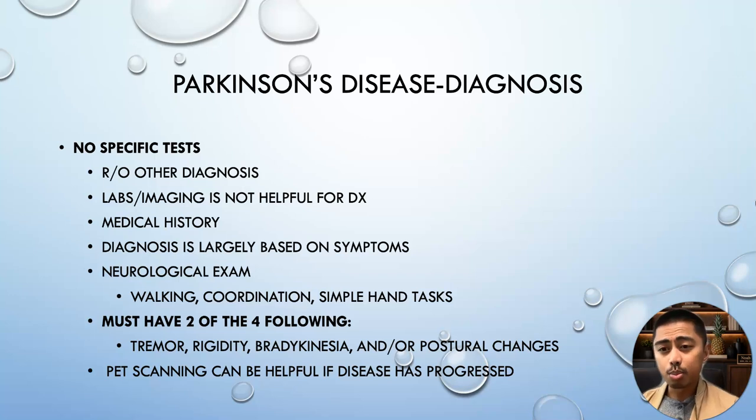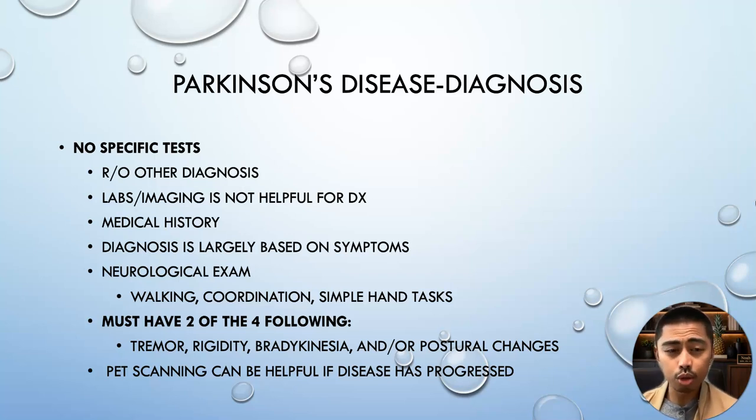Now, for the diagnosis piece for Parkinson's, there's no specific test for this. It's more of a clinical diagnosis. There's no single confirmatory test. Labs and routine imaging are not helpful for diagnosis. We want to rule out other neurological disorders first. We want to make sure we get a thorough medical history and a neurological exam. This neuro exam will focus on their gait, their coordination, and simple hand tasks.